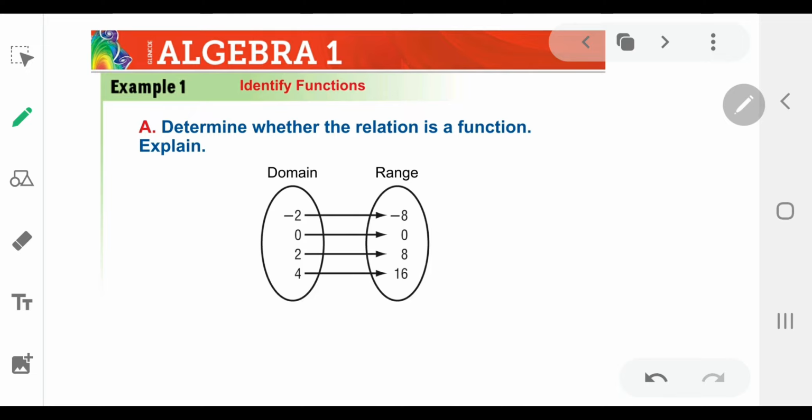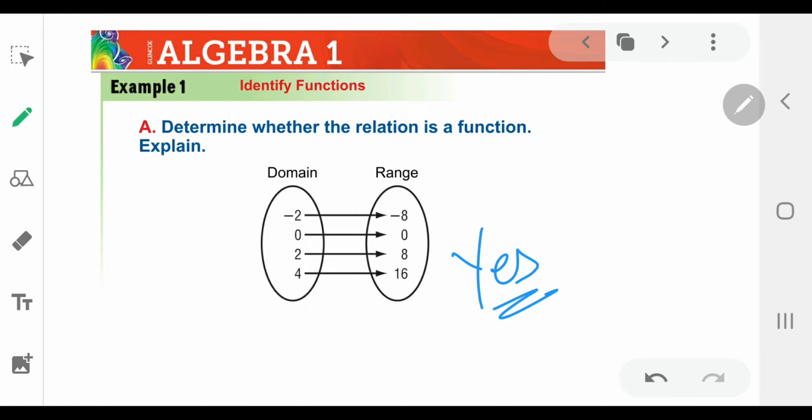How to identify a function using mapping? The easiest way is to look at the arrowheads. If you see two arrowheads coming out from the same x value, you directly say it's not a function. In this example, each x value has exactly one arrowhead coming out from it, which means it's pairing each x value with exactly one y value. So you can say it is a function.